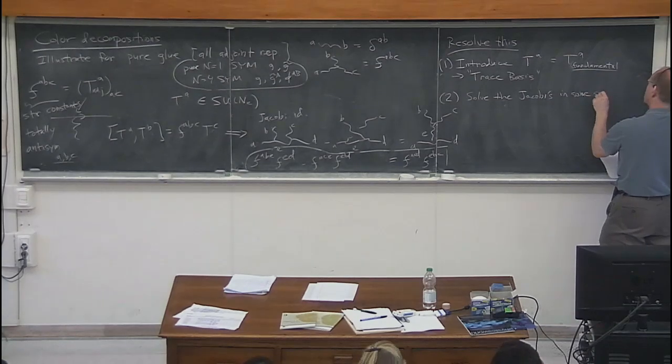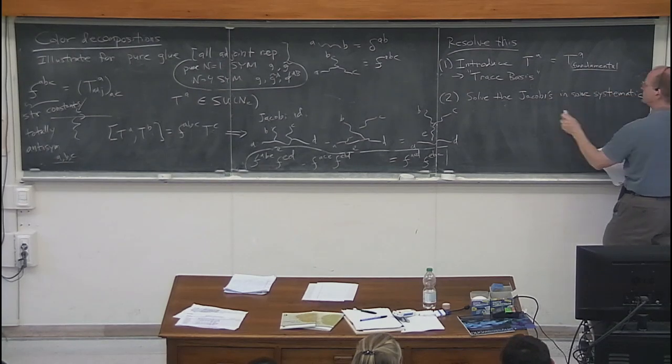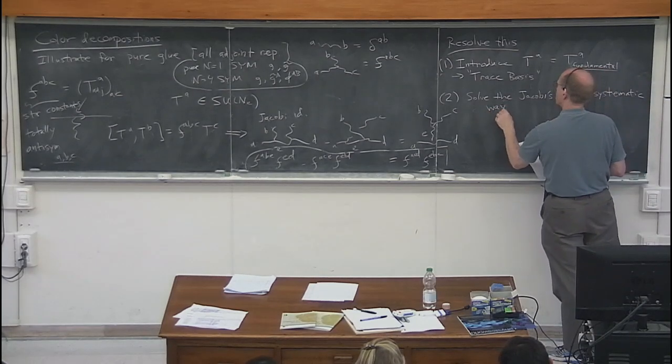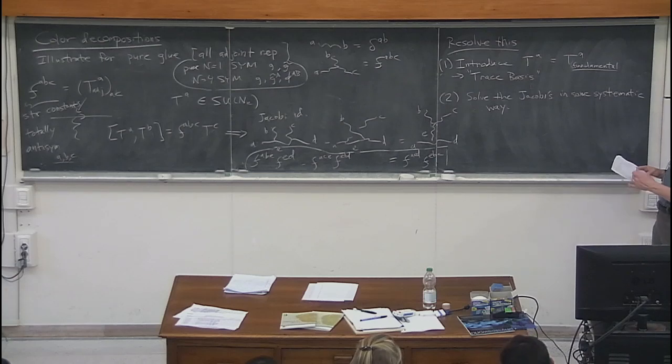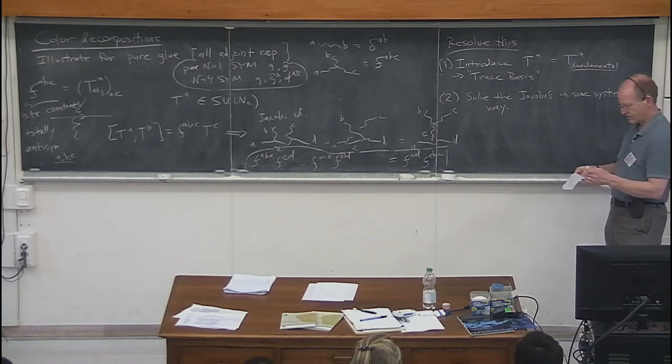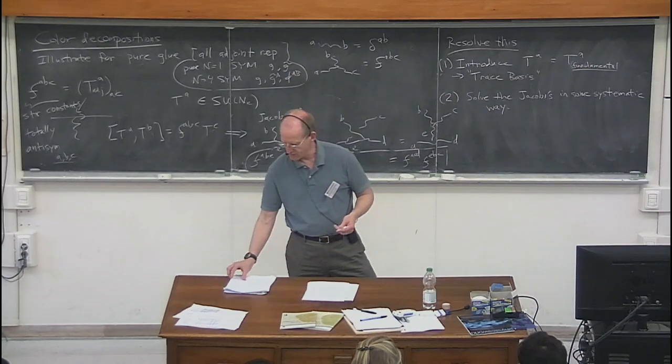So we're actually going to do both, and then we're going to compare the results, and that will lead to identities among the kinematic functions multiplying different color structures. So we'll see that there are fewer independent things than we thought there were.